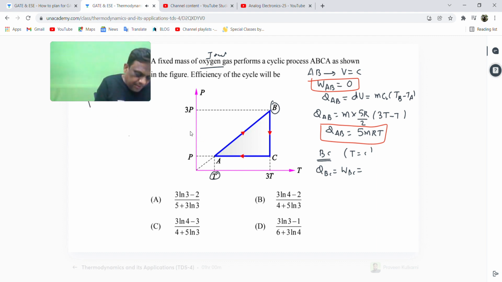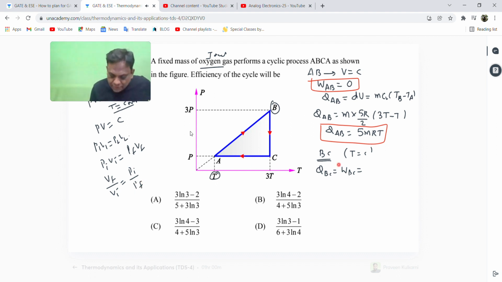See, PV is equal to mRT. In isothermal, temperature is constant. Mass is constant, R is constant, temperature is constant. So can I write P1 V1 is equal to P2 V2? P initial V initial is equal to P final V final, or V final by V initial is equal to P initial by P final. Wonderful, my dear friends. What is isothermal work? mRT ln V final by V initial.